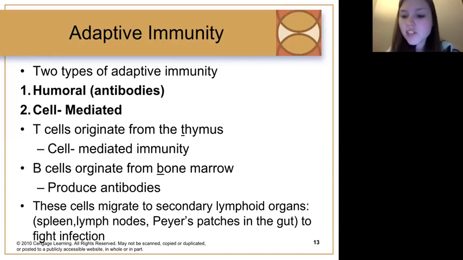The T cells are just involved in that cell-mediated immunity, and B cells are going to be the cells that produce antibodies when a pathogen comes into the body. So these cells will migrate to what are called secondary lymphoid organs, so kind of organs that contain lymphocytes or other immune cells. So those organs would be like your spleen, lymph nodes, Peyer's patches, which are found in the gut, and that's all to fight infection.